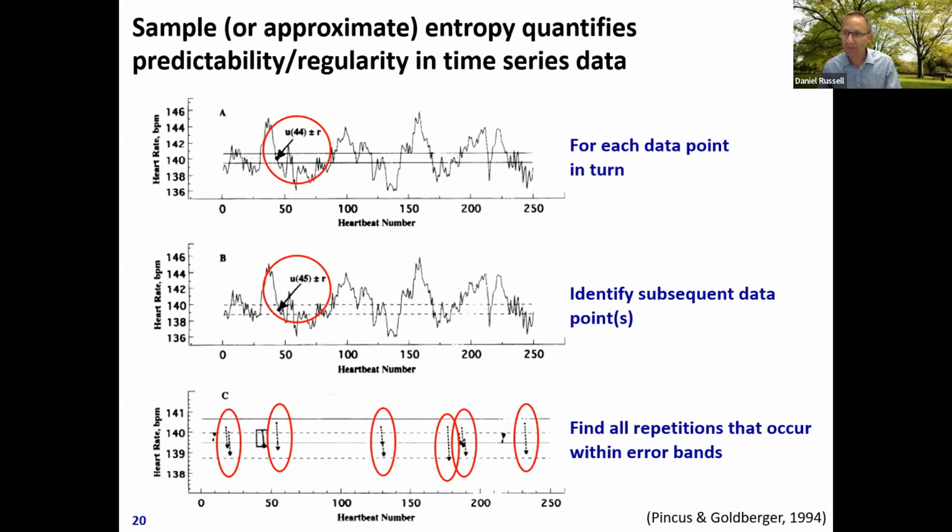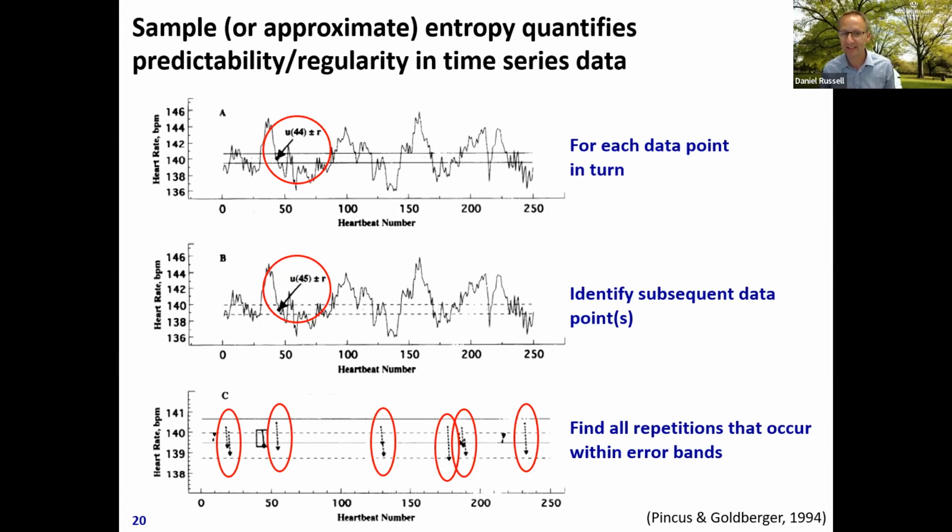So here we have a time series that we've processed using what's called sample or approximate entropy. They are essentially equivalent measures. The original was approximate entropy, and that has been updated by other researchers. They've made some tweaks to try and fix a couple of problems with the original approach, and called it sample entropy. And what it does is quantify predictability or regularity.